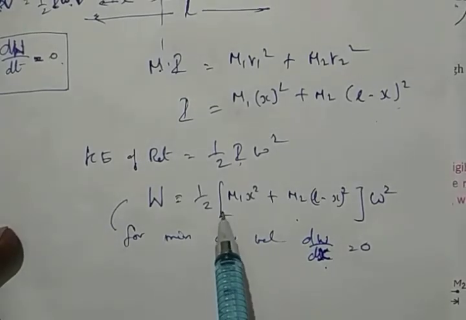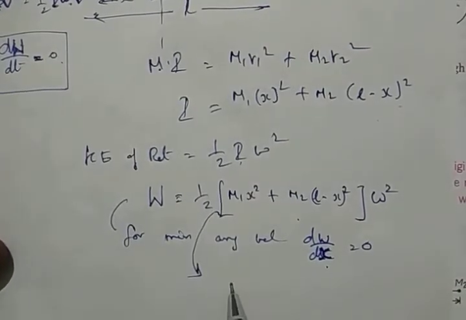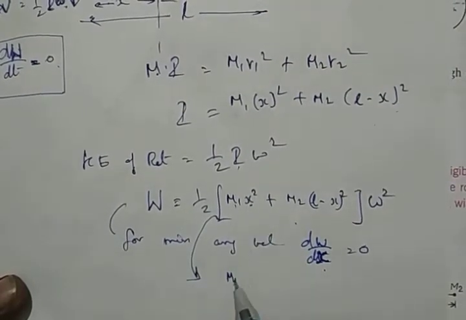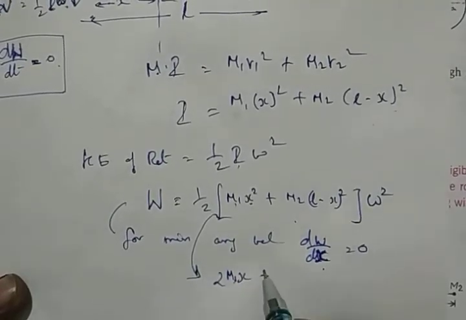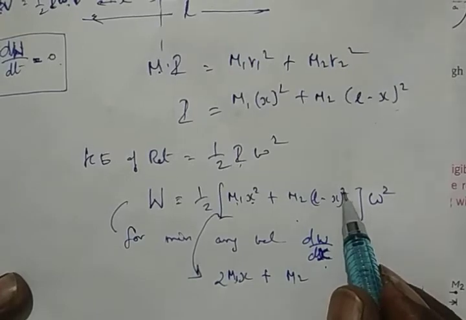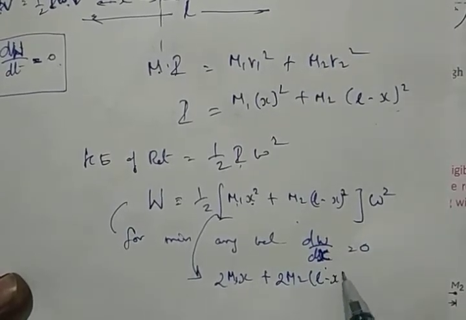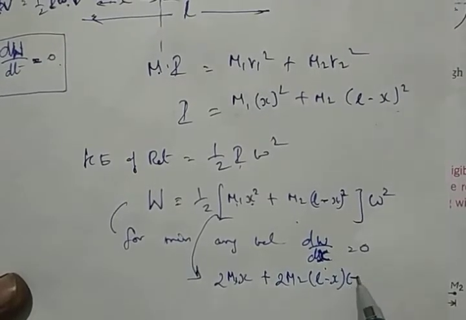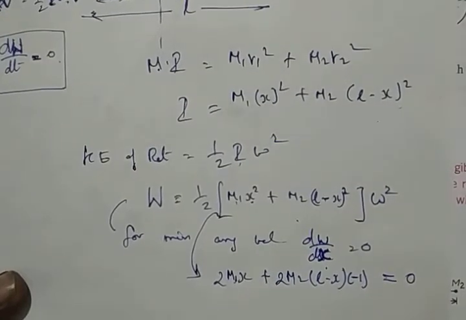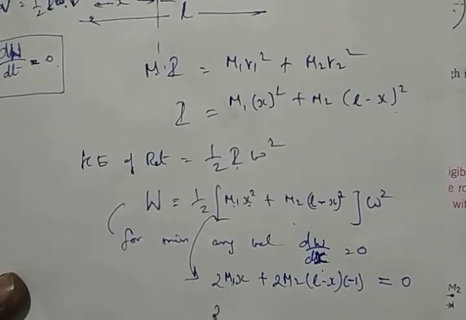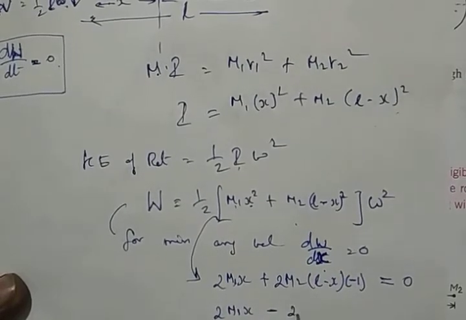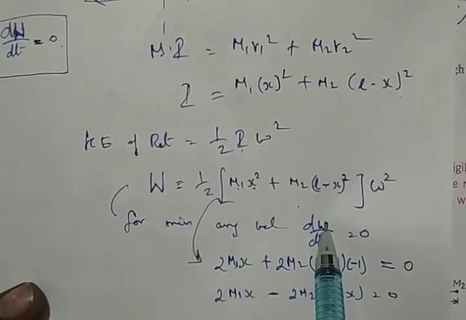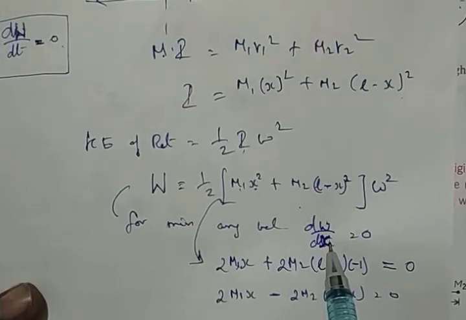So when you differentiate this one, m1 is here, x square differentiated becomes 2x, so it will be 2m1x, plus m2 you put here, the square goes to the level x, and then minus x has to be differentiated, it becomes minus 1, and that is equal to 0. So it becomes 2m1x minus 2m2(L minus x) is equal to 0. It is the rate of change of work done with respect to the distance.